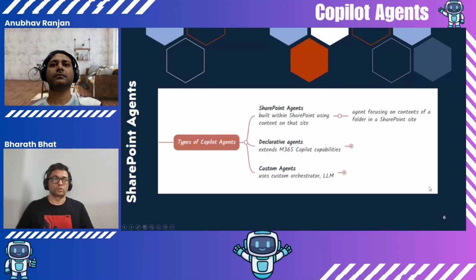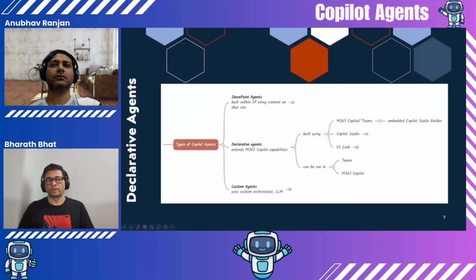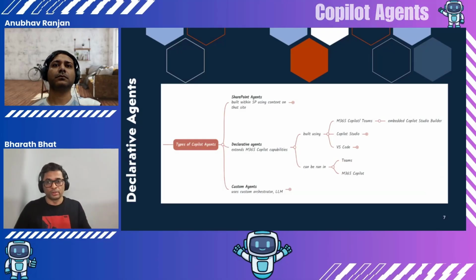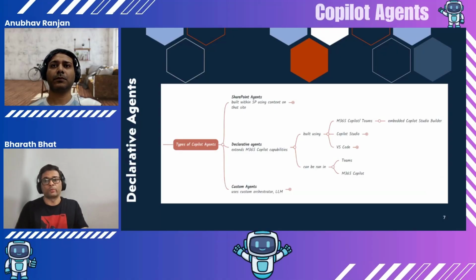Let's just switch on to the next one. So when we now talk about progressing from SharePoint agents, the next set of agents are the declarative agents. Within the declarative agents, we basically have multiple ways of building these agents. The simplest form again of building a declarative agent, as you may have already seen, would be from within your M365 Copilot chat or from within Teams.